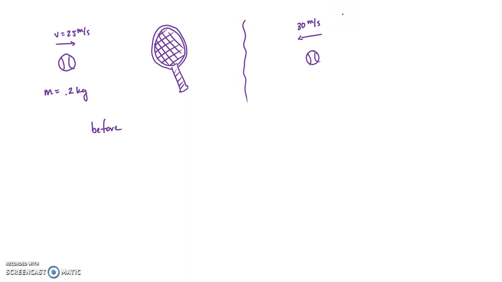Its mass is the same, so I'm not going to write its mass again, but I have to draw another tennis racket. So the tennis racket is crushing the tennis ball. It's going to go in the opposite direction.